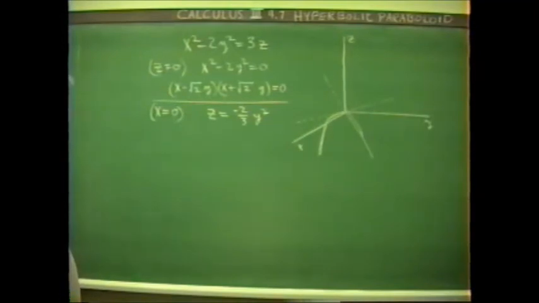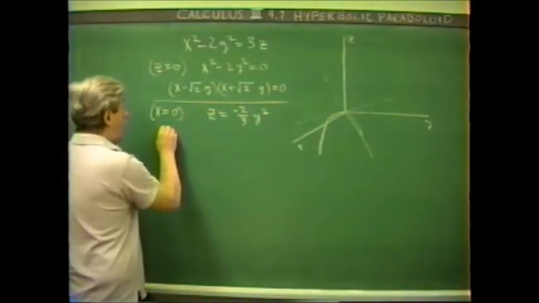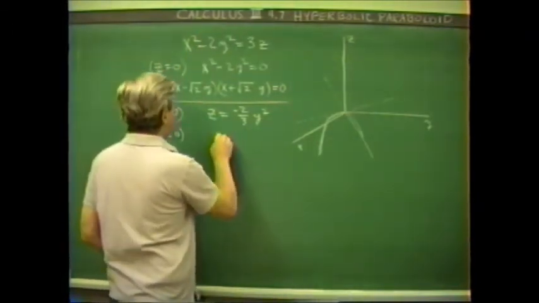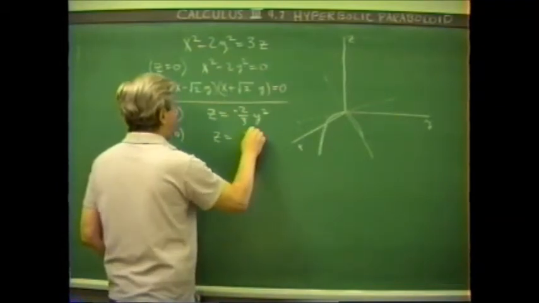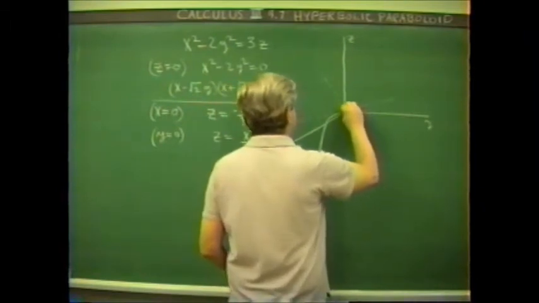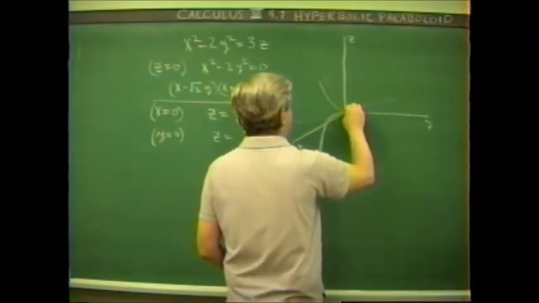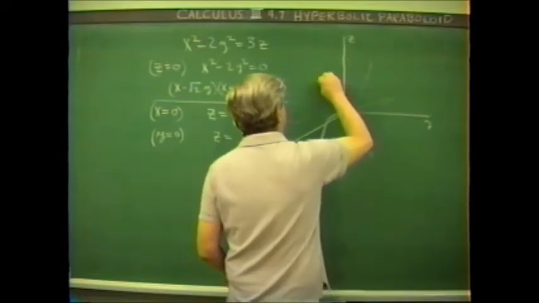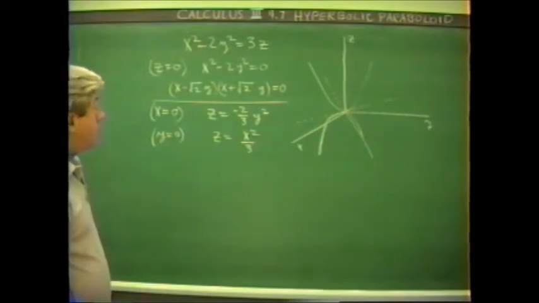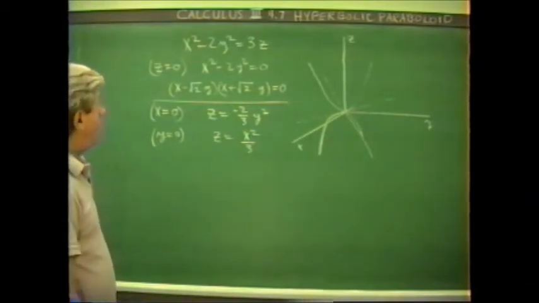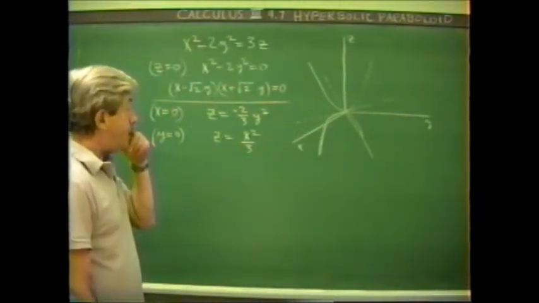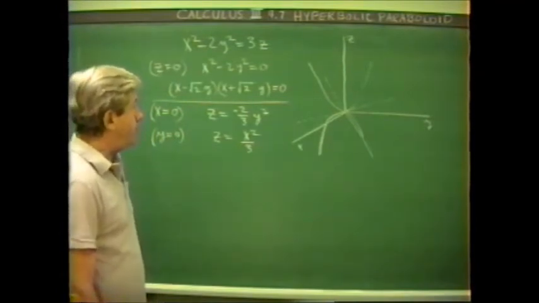In the yz plane. When y is equal to 0, we get z is equal to x squared over 3, or 1/3 x squared. So that's a parabola opening upward in the xz plane. Okay, now, what happens here? Well, you can't tell what this looks like specifically from just these three traces. In fact, it's a bit confusing.